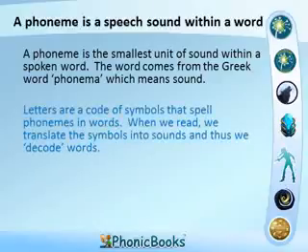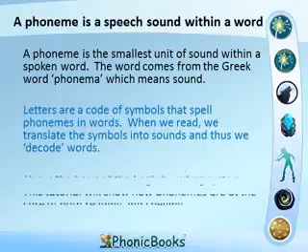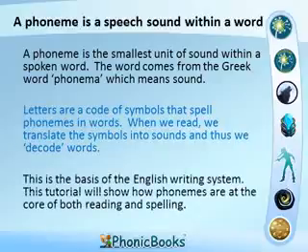Letters are a code of symbols that spell phonemes in words. When we read, we translate the symbols into sounds, and thus we decode words. This is the basis of the English writing system. This tutorial will show how phonemes are at the core of both reading and spelling.